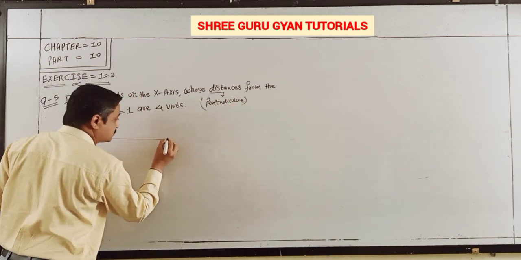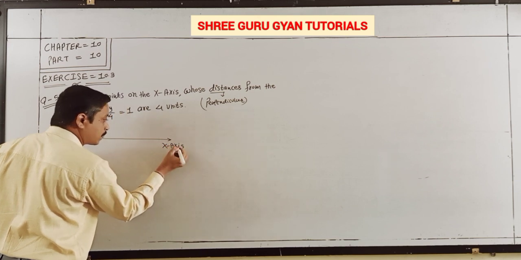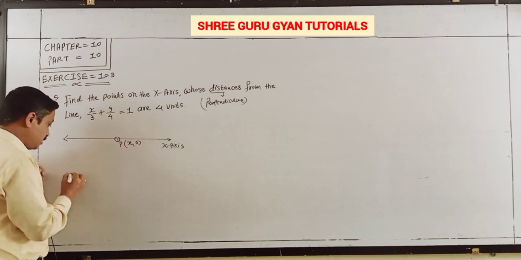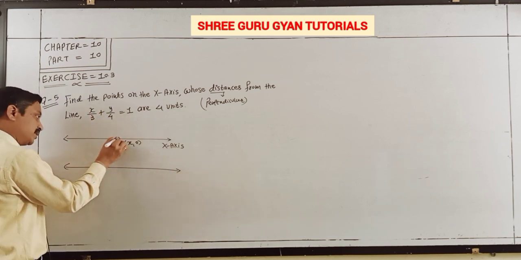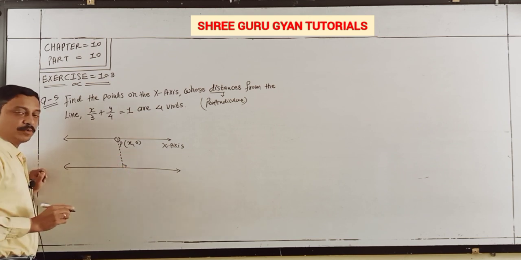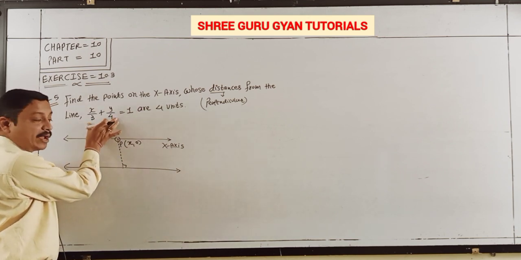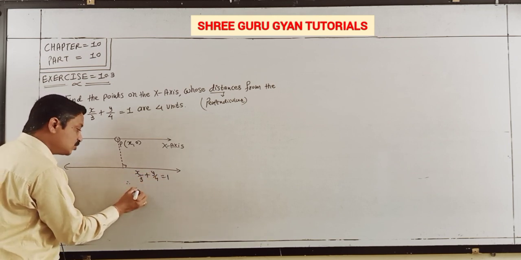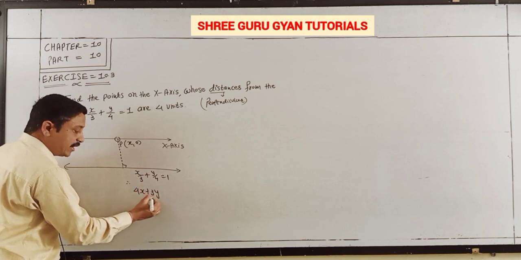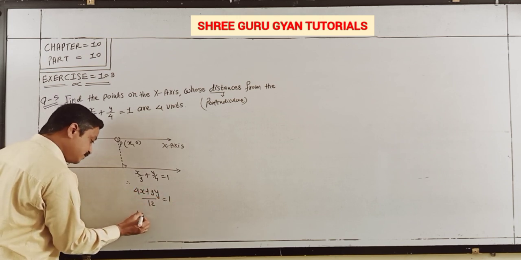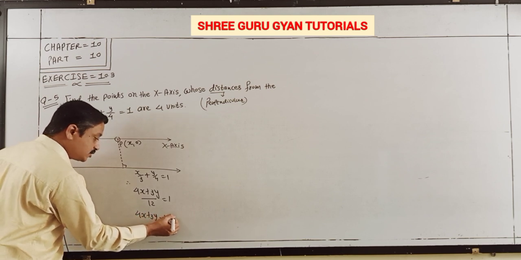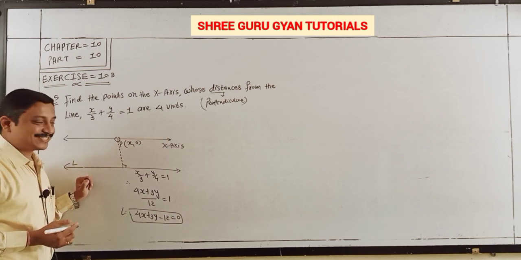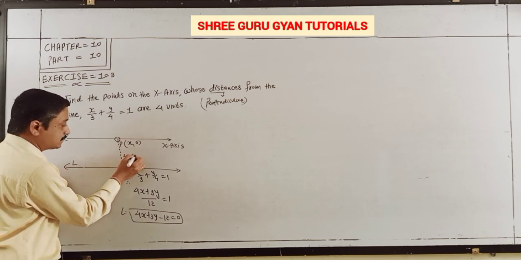Consider that's your x-axis, and the point is (x, 0), and the perpendicular is drawn from that point to the line. The line is x/3 plus y/4 equals 1. Definitely you can take the LCM, so 4x plus 3y is 12. So 4x plus 3y minus 12 is equal to 0. That's your line L. Now the distance PM is 4 units.